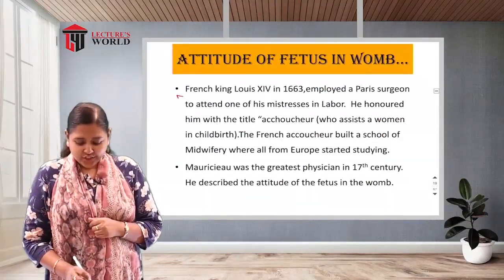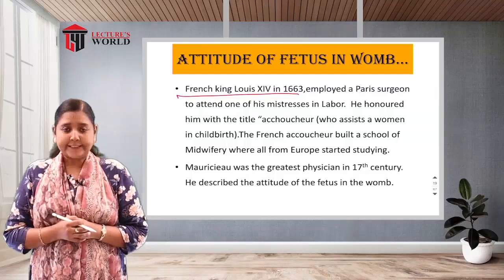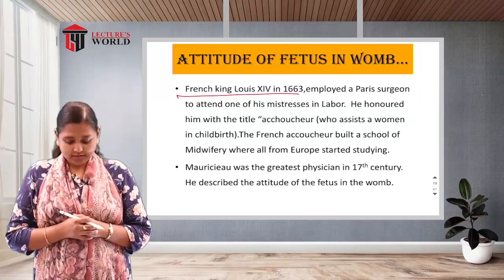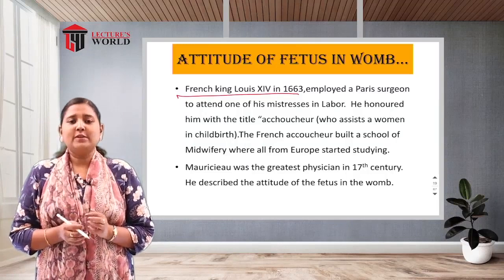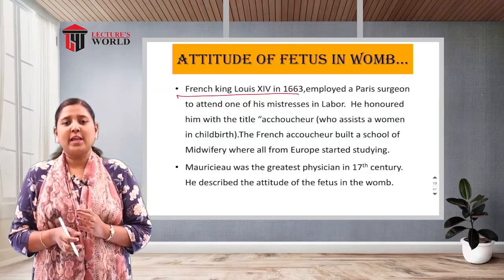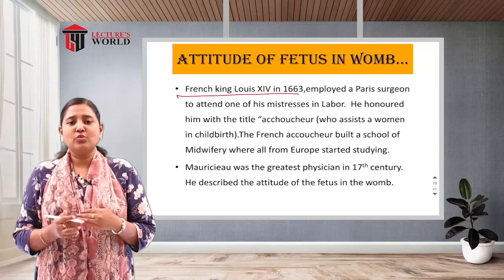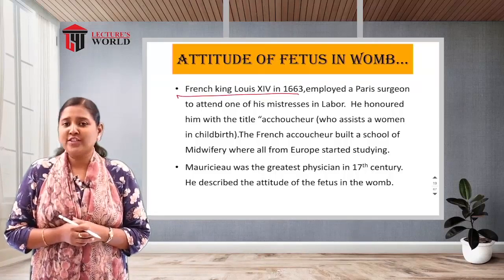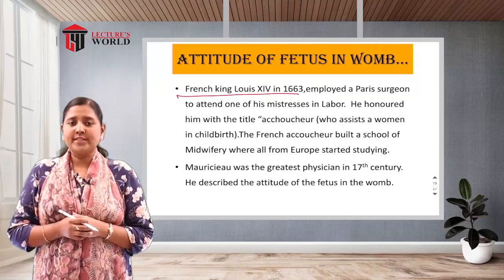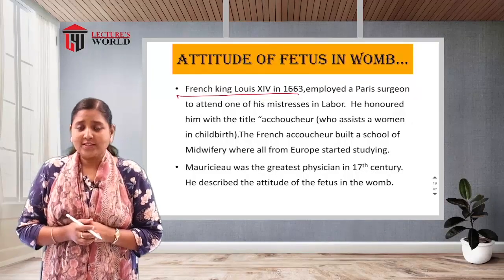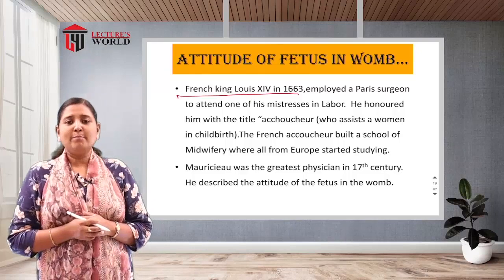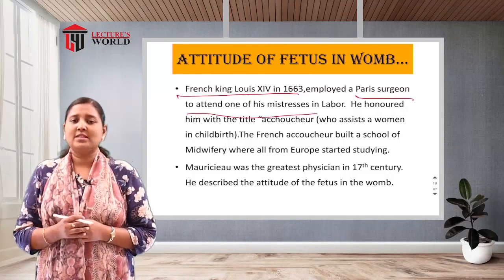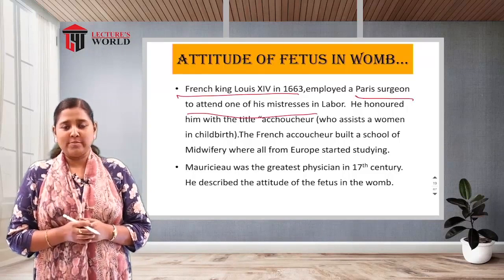And French King Louis XIV, in the year 1663, in the 16th century, he was a king. And as we all know, at that time there were so many kings with the same name, and they would be called King 1, 2, 3, 4 and 5. So this King Louis, a French king called Louis XIV, in the year 1663 employed a Paris surgeon to attend one of his mistresses in labor.